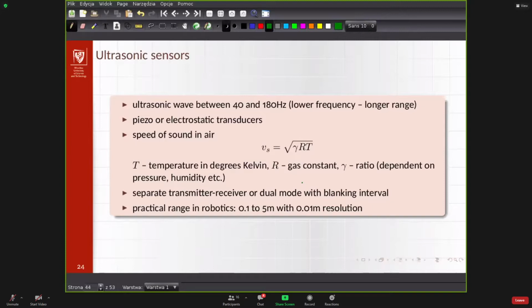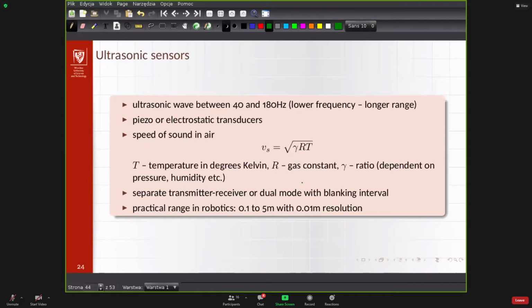Okay, you have the basic formula for the speed of sound in the air, and as you could see, it is dependent firstly on the temperature, but also on some ratio depending on pressure and humidity. So the basic velocity is for average conditions, like 330 meters per second. But if any parameter changes, then in fact the sound velocity will also change.